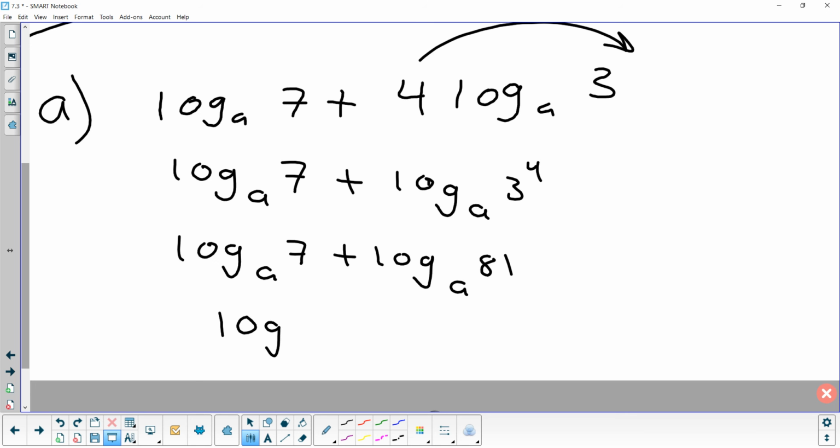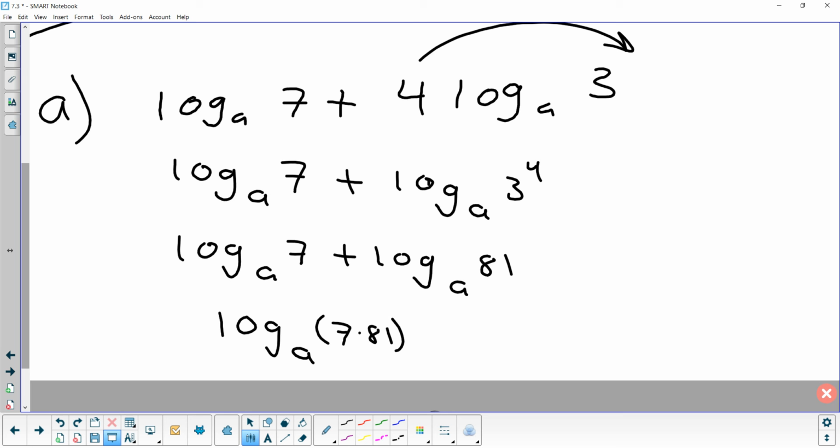What's going to be my base when I recombine it? Yep. A. Base is going to be A. And what am I going to do with the 7 and the 81? Look at what I'm doing here and think what that would have come from. Yep. We're going to multiply them. 7 times 81.